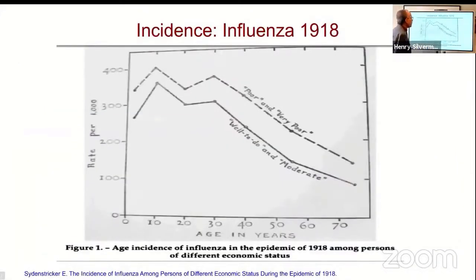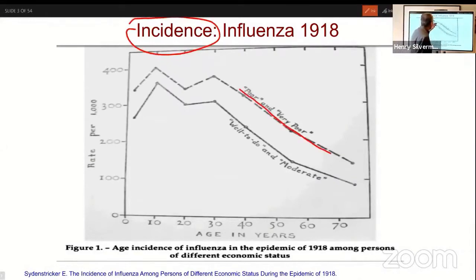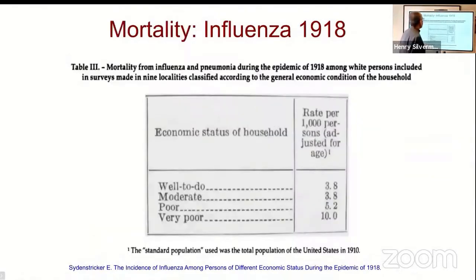So this is some research from the 1918 pandemic. We see on this slide the incidence, and this curve shows the poor and the very poor, and the well-to-do and the moderate. We see that the incidence is much higher in the poor and the very poor. This next slide represents mortality, by the economic status of the household: well-to-do, moderate, poor, and very poor. And we see that mortality of the very poor is much higher. So it's actually data that are very similar to the data being generated in the pandemic flu of 2020.